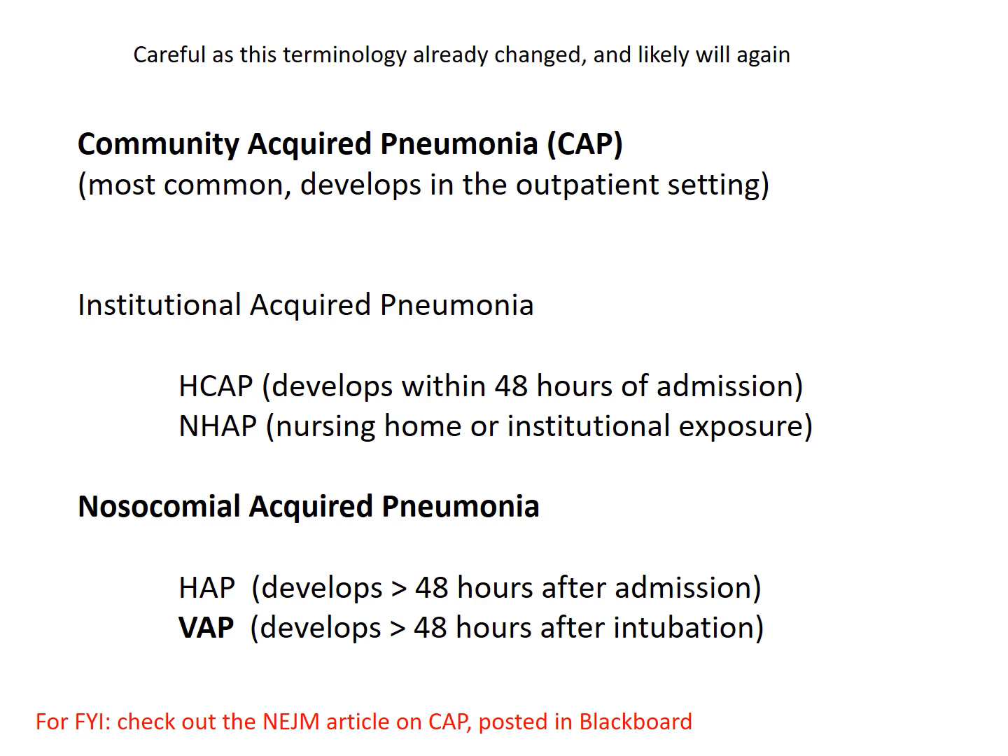pneumonia within the hospital. So that's nosocomial pneumonia, and they still use the term VAP. You develop pneumonia 48 hours after you've been intubated. So you didn't have pneumonia before you got intubated. Now 48 hours later you have it. That is referred to as VAP. I have posted a for your information only article from the New England Journal of Medicine, which is a really nice review of CAP. So if you would like, that's up on Blackboard. Feel free to take a look at that.